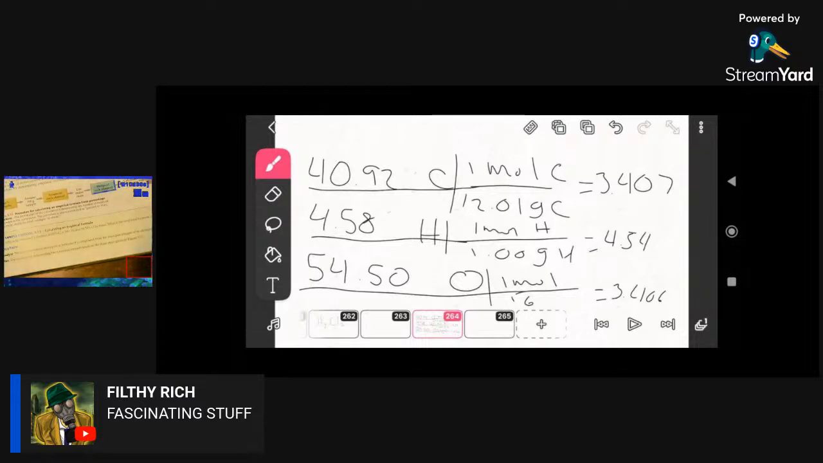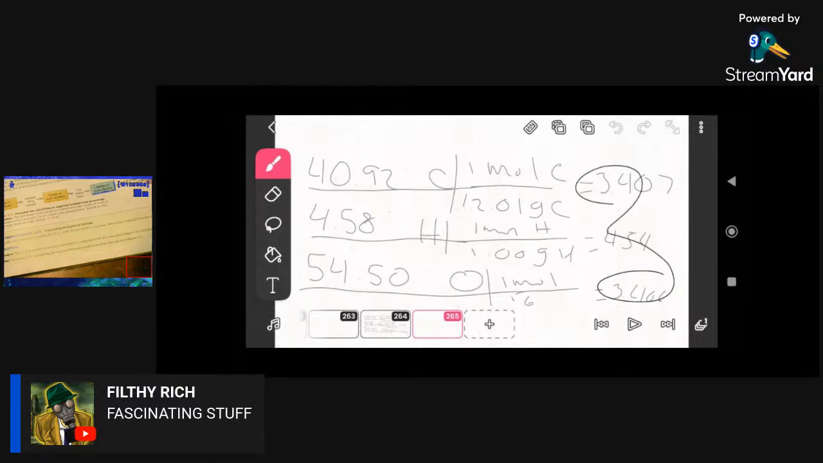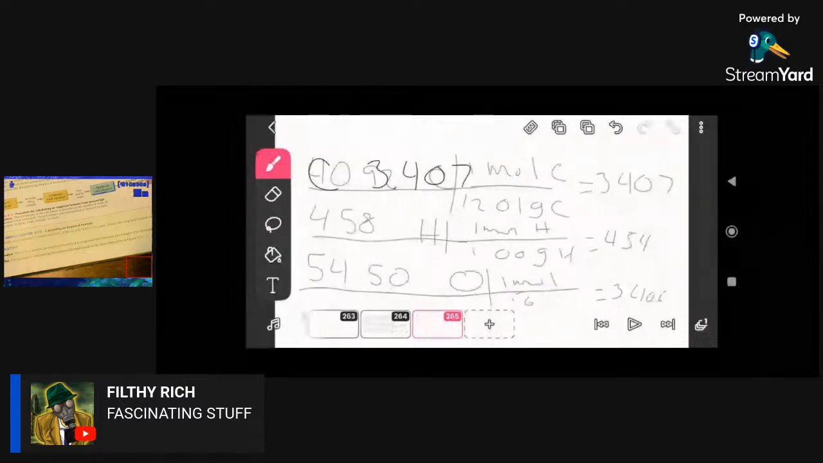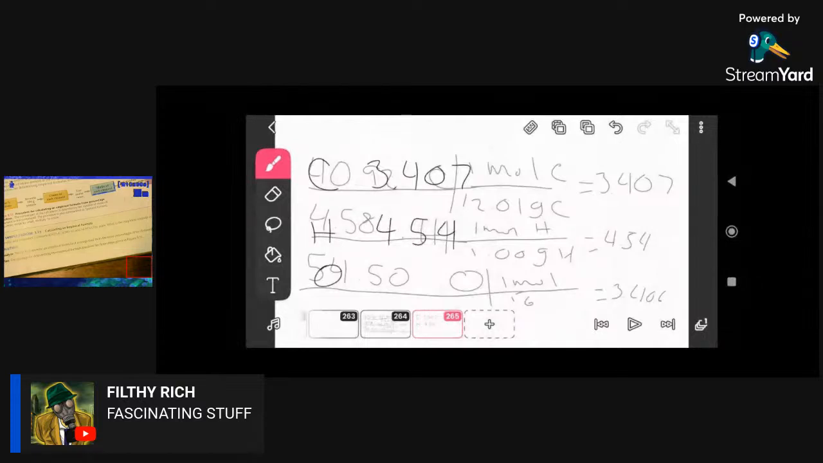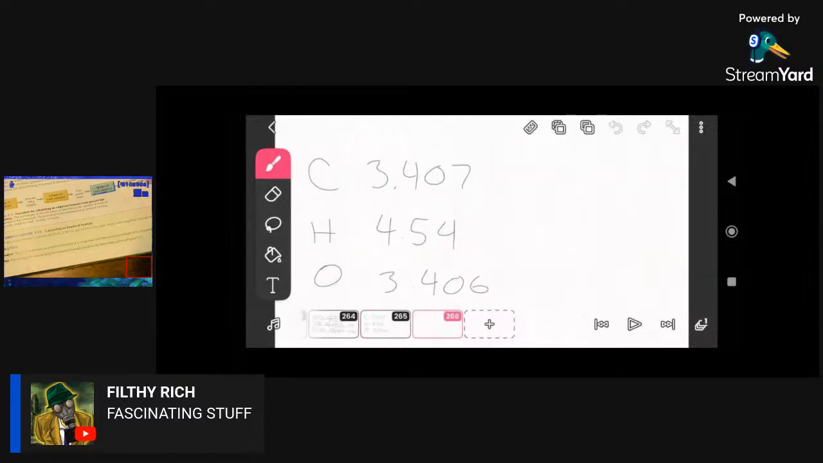So you get these numbers, right? So you have these numbers right here. All right. So you're gonna get the smallest one, which is this one. I know it's just smaller by 0.00 something. All right. So that's oxygen. But hold on. First, let me write carbon is what? 3.407. Hydrogen is 4.54, and then oxygen is what? 3.406.